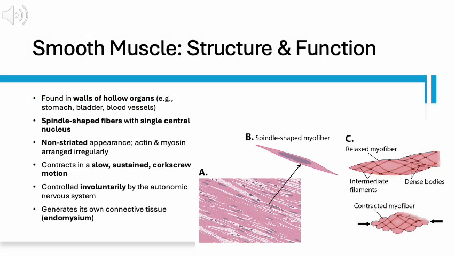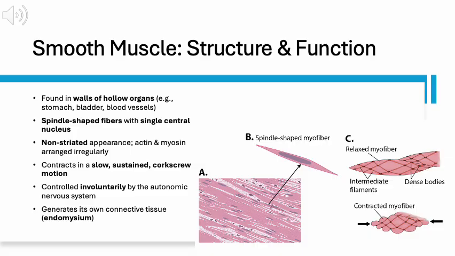Smooth muscle lines the hollow organs of the body, such as the stomach, bladder, intestines, and blood vessels. Its fibers are spindle-shaped, much shorter than skeletal muscle, and contain a single central nucleus. Unlike skeletal or cardiac muscle, smooth muscle lacks striations because actin and myosin are arranged more irregularly. This arrangement allows for contractions that are slower, sustained, and sometimes twisting, like a corkscrew.